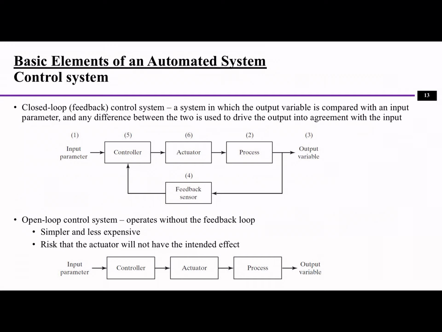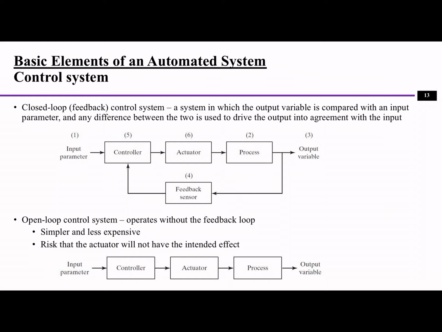For open loop control, you can see it in the lower part of this slide. An open loop control system operates without a feedback loop, which means it's very simple, and once we input the parameter, it will just go on forever without stopping, unless you manually change the parameter or stop it. So this is open loop. And usually open loop is used in very simple operations that do not require a lot of feedback or complex operations.